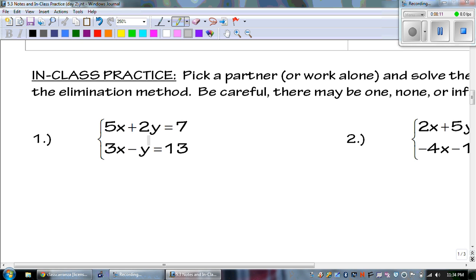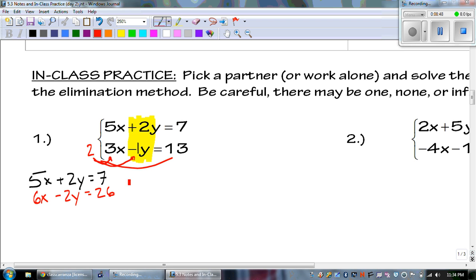Now, our x's and our y's are lined up, and I notice that our y's are opposite and that there's a 1 right there. Okay? So if we multiply the bottom equation by 2, we're going to be able to cancel them. So my top equation stays the same, the 5x plus 2y equals 7. And now let's multiply. 2 times 3 gives us 6x. 2 times negative 1 is negative 2y. And that's going to equal 2 times 13, which is 26.